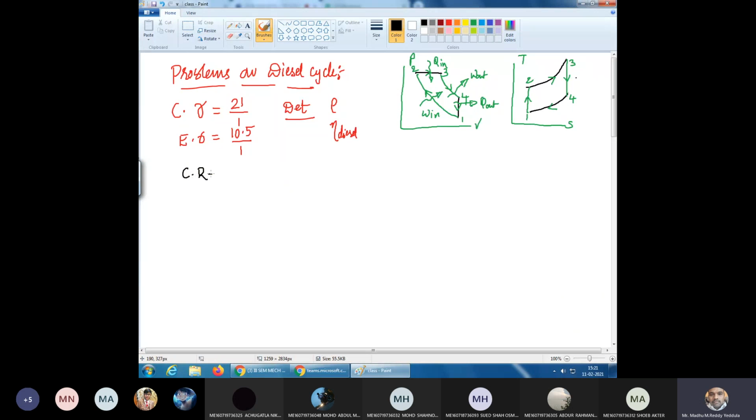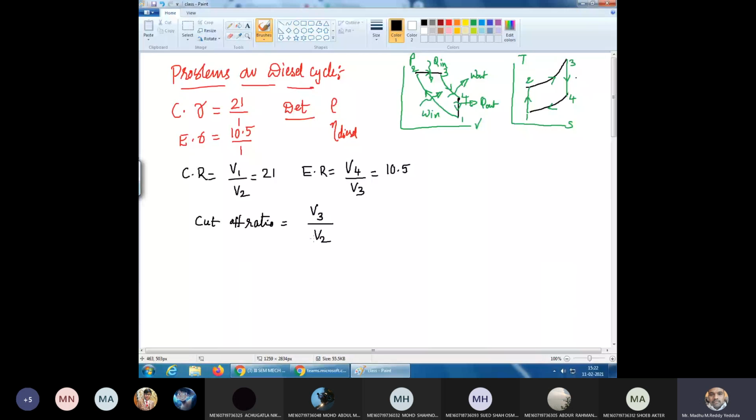Given, the compression ratio is defined as the volume at the start of the compression to the volume at the end of the compression. This is equal to 21, and the expansion ratio is the volume at the end of the expansion to the volume at the start of the expansion, that is V4 by V3 equals 10.5. Now, what is the cutoff ratio? The cutoff ratio is defined as the volume at the end of the heat addition to the volume at the start of the heat addition.